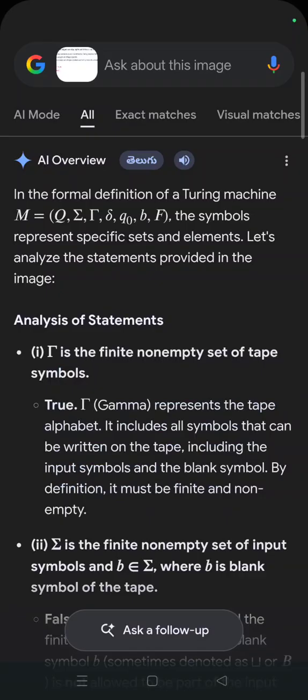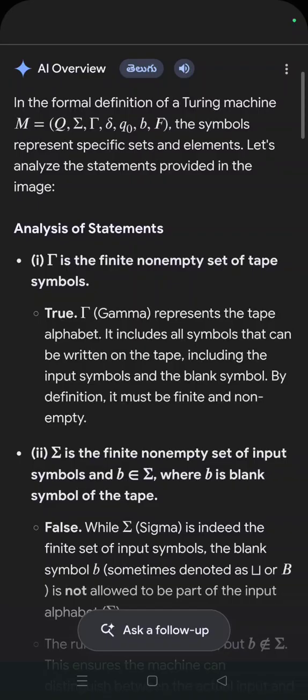Analysis of the statement: Gamma is a finite non-empty set of the tape symbols. True. Gamma represents the tape alphabet. It includes all the symbols that can be written on the tape, including the input symbols and the blank symbol. By definition, it must be finite and non-empty.